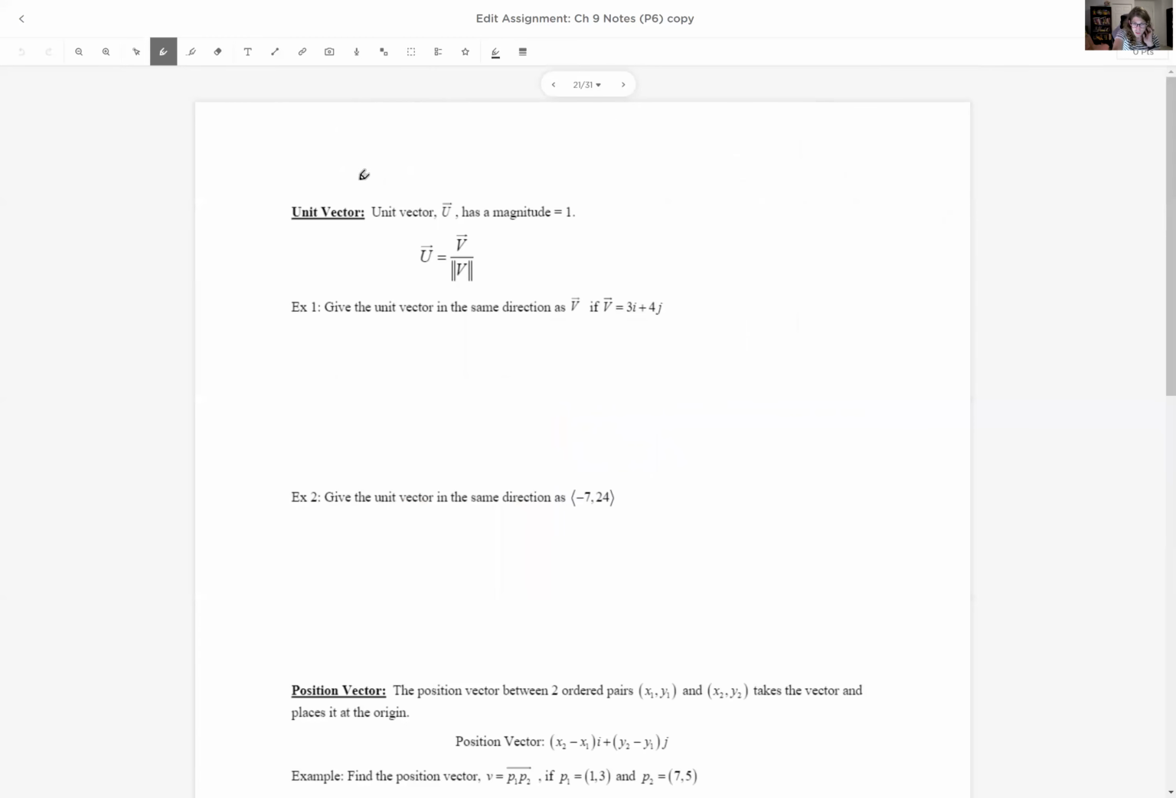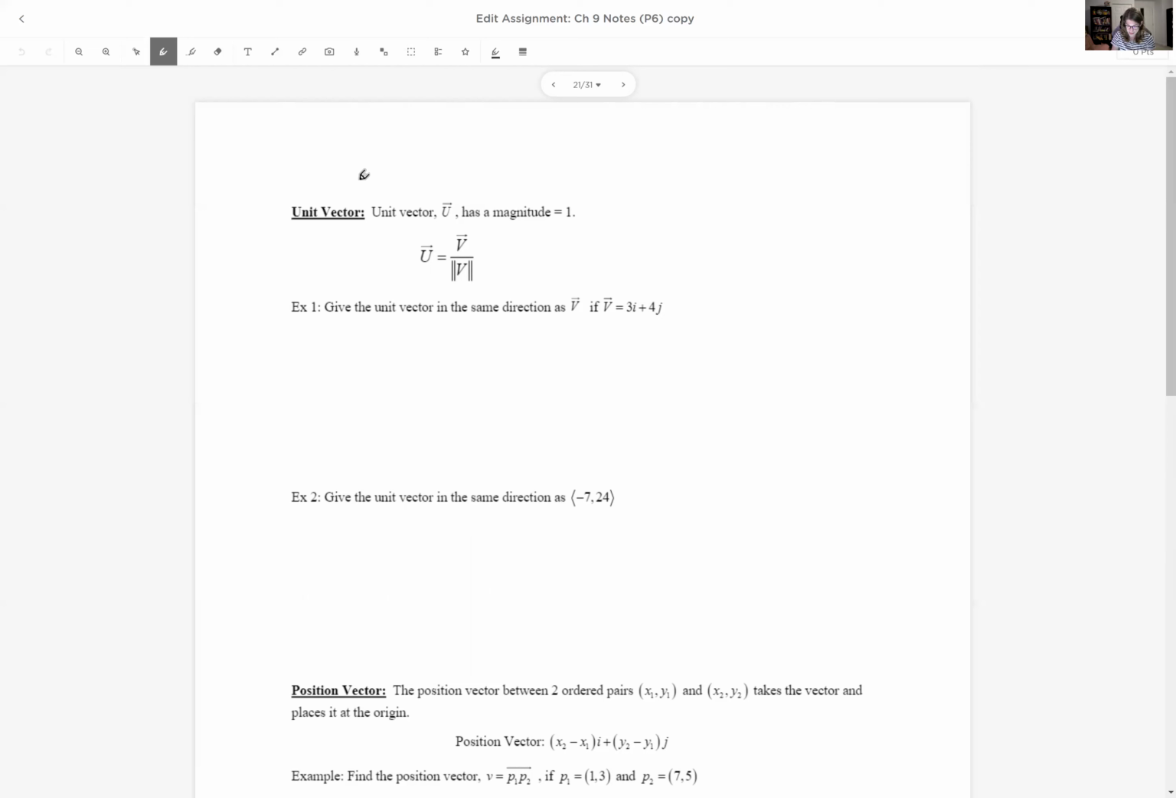Here on the next page, unit vectors. Unit, think about other stuff we've dealt with in naming of units. Unit circle. The unit circle is called that because it had a radius of 1. So a unit vector is going to be a vector in some direction, but it's going to have a magnitude, also known as a length, of 1. How can you find a unit vector based upon any vector you're given?